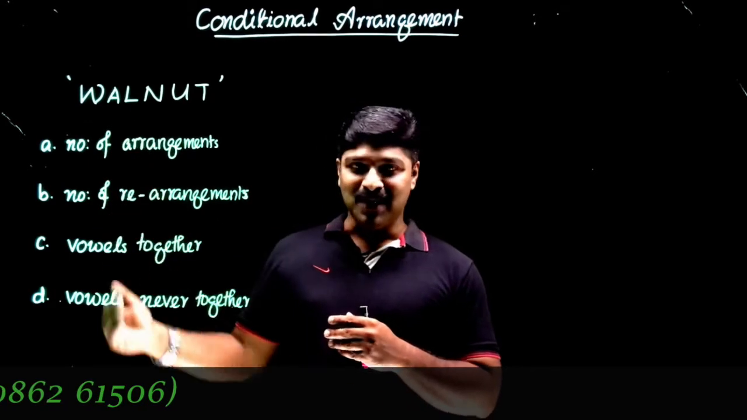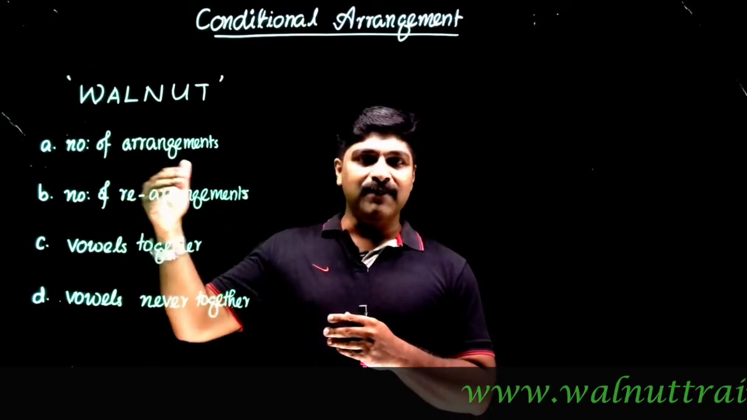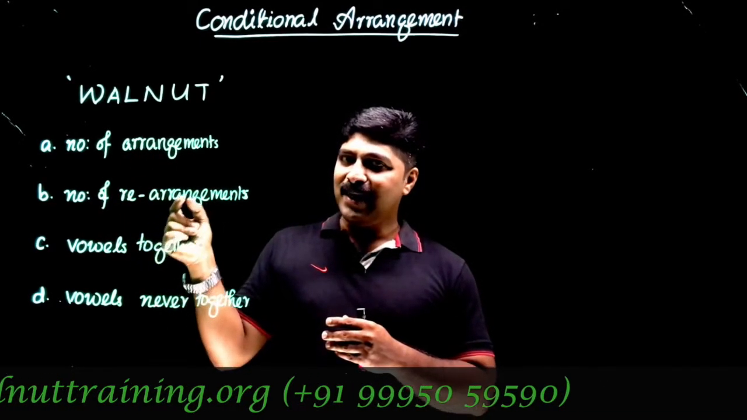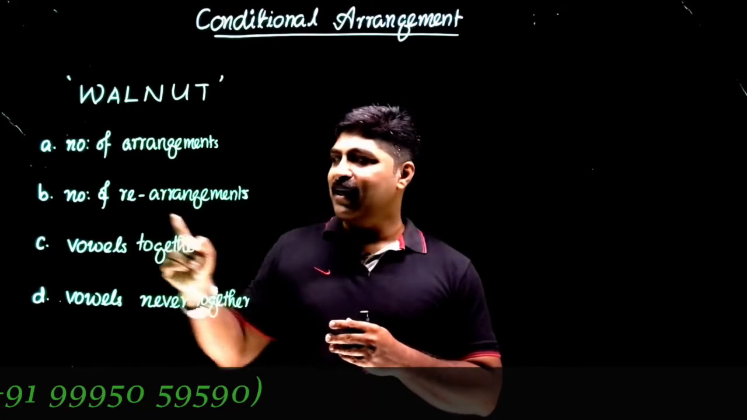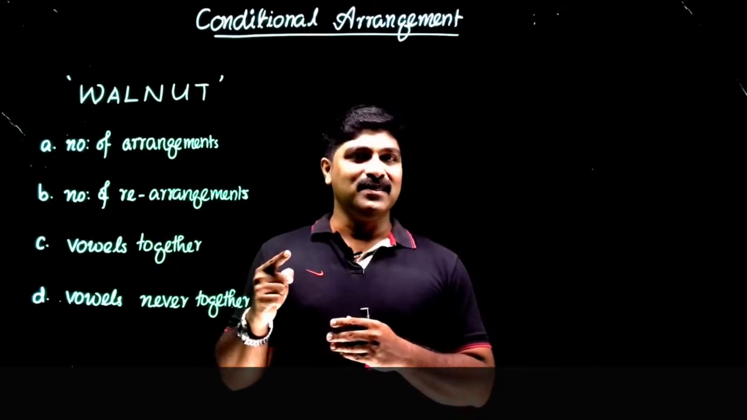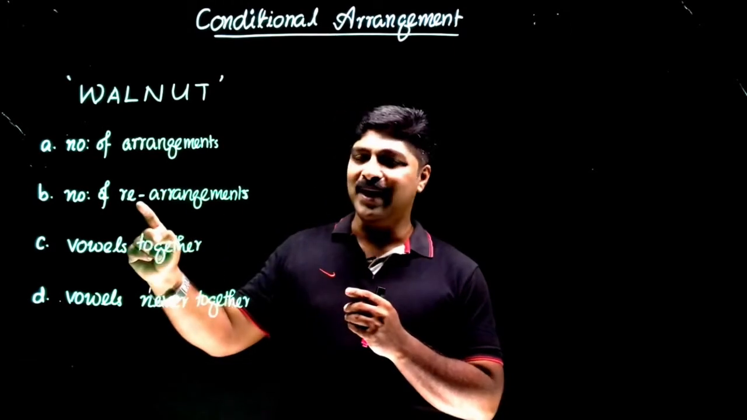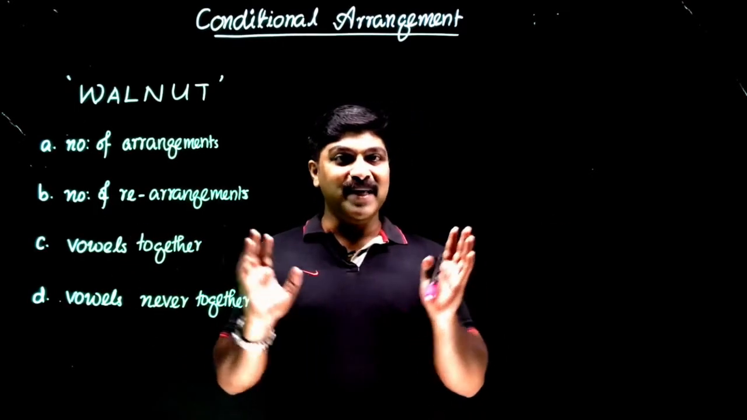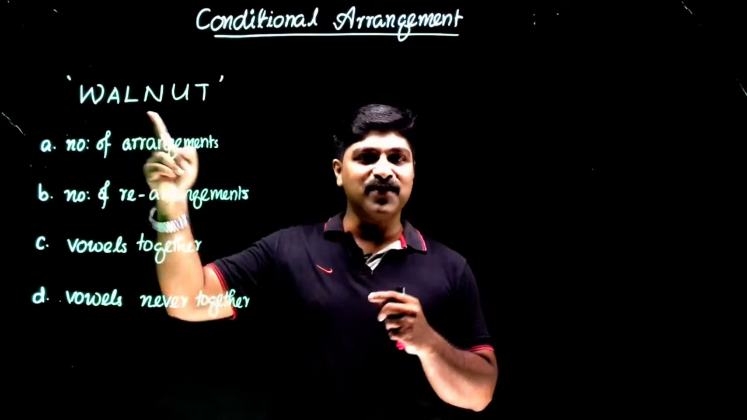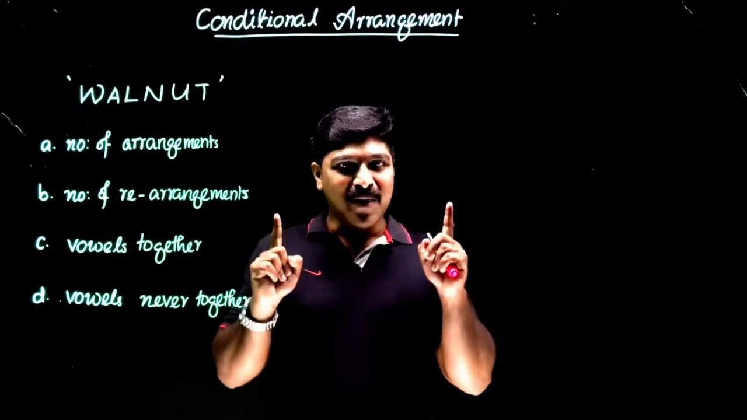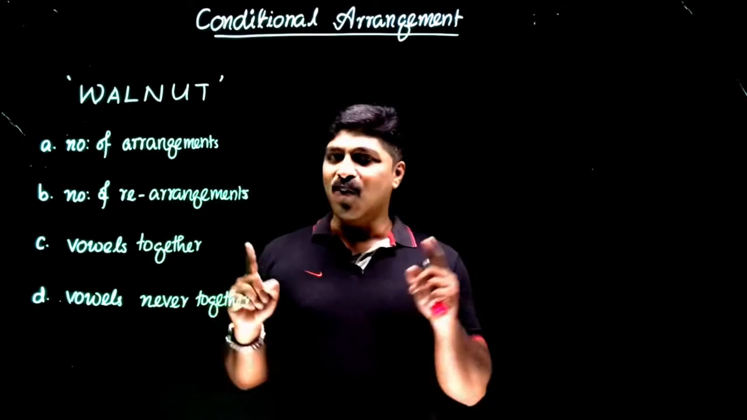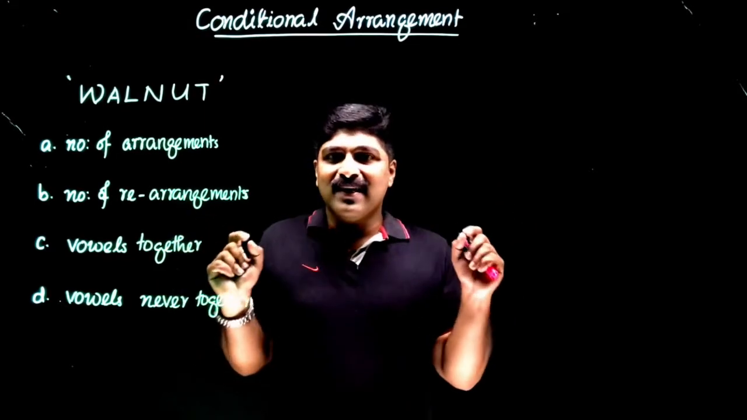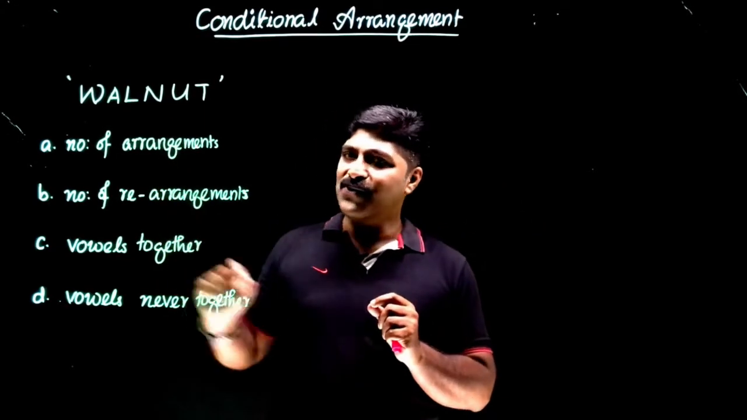There are conditions. The first one is the normal type of question, the number of all arrangements. And the second, a slightly improved condition, is the number of rearrangements. Here we only use the additional term "re". The third condition is vowels together. That means how many different ways can we arrange the letters from the word WALNUT such that all the vowels are together. And the fourth one, vowels never together. I will explain the easiest and quickest way to find the answer for all these questions.